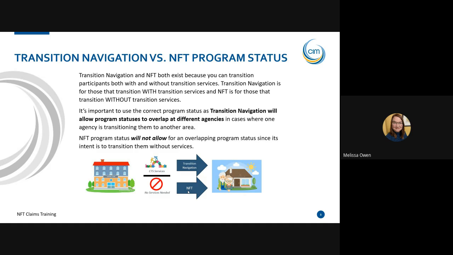It's important to use the correct program status because transition navigation allows program statuses to overlap at different agencies. So if somebody's doing the transition navigation and going to transfer to another agency, probably because they're going to move into a different area, then that other agency can open them up and put them in the program while you continue doing transition navigation, and you can have that overlap of program status. You cannot do that with NIFTY. NIFTY does not allow for overlapping program status because its intent is to transition them without services.